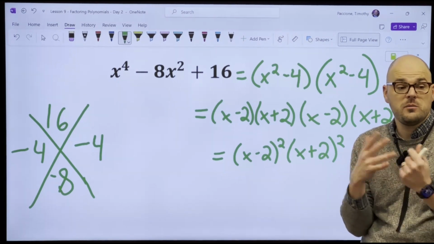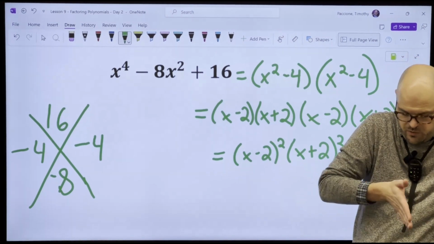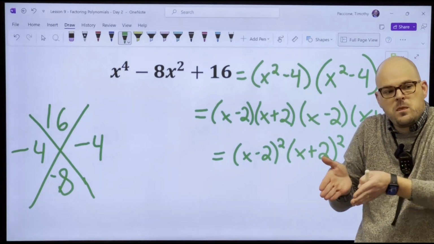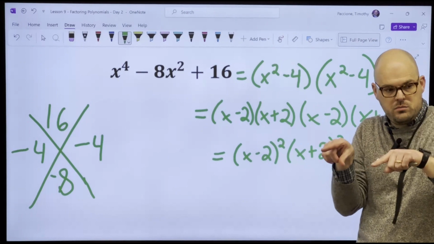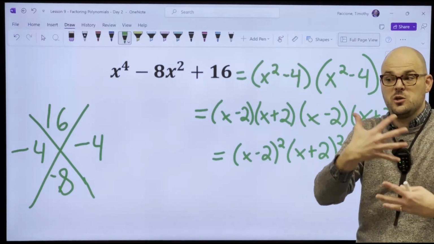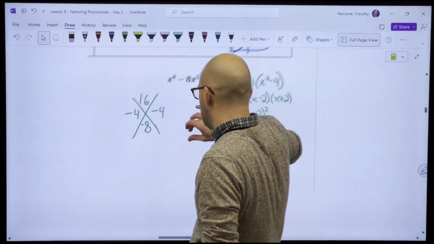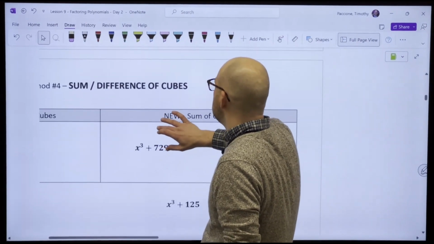is, so we talked about difference of perfect squares, right? You got a perfect square, you got a minus, you got a perfect square. Well, what if we have cubes? What if I have a cube and a cube, right? There's something you can do there, okay? So that's what we're going to go with next, the sum and difference of cubes.